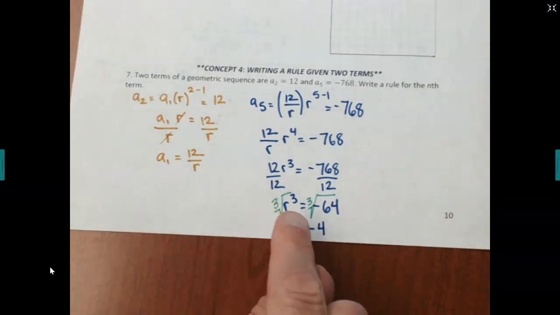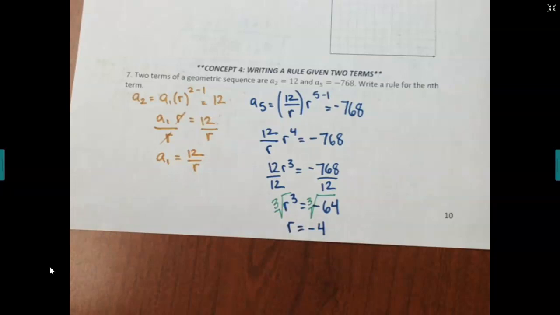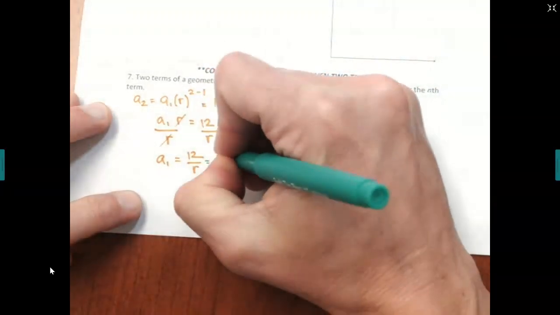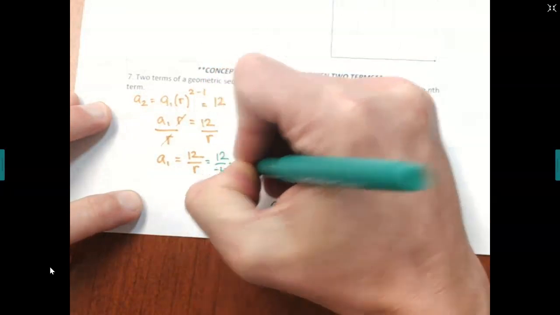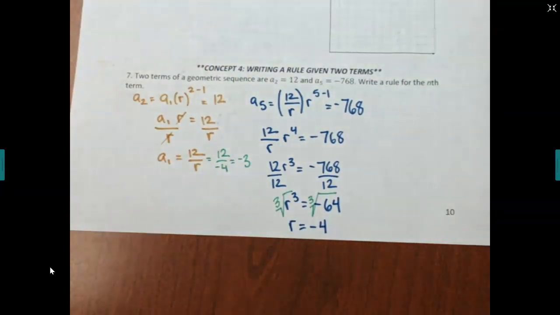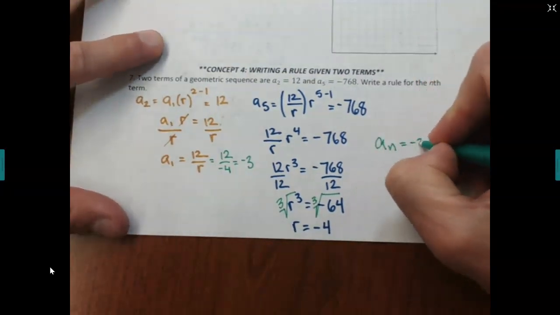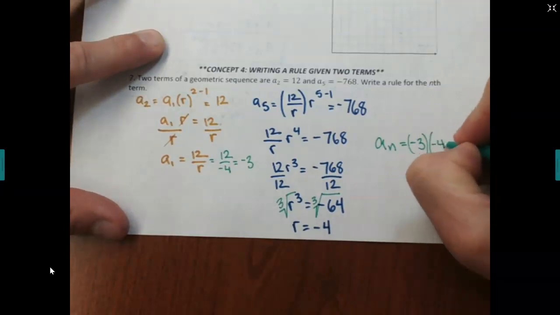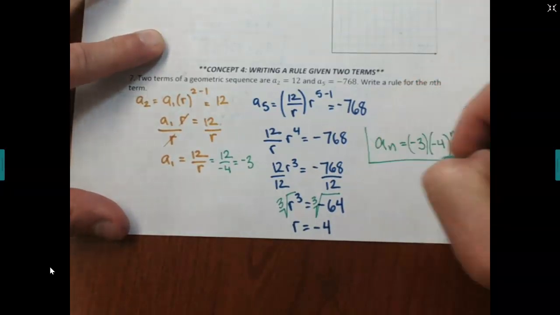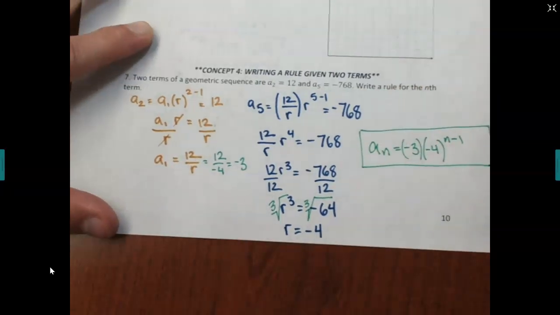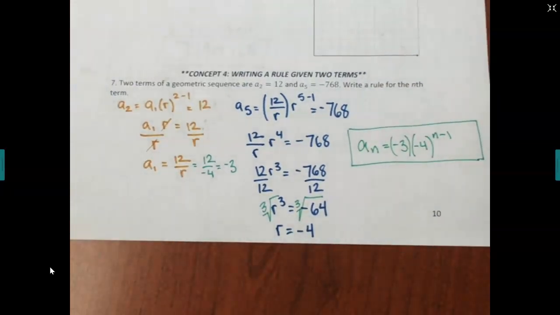Okay, so I solve for r, and if I go back over here and put in r, I get 12 over negative 4, and that's negative 3. That's my first term, a sub 1, and if I have both r and a sub 1, then I can write my rule. A sub n equals negative 3 times negative 4 to the n minus 1 power. So now I have the rule. Okay, there's number 7. Go ahead and flip the page and give number 8 a try. I'm going to show the answer here, so go ahead and pause and work through the solution.